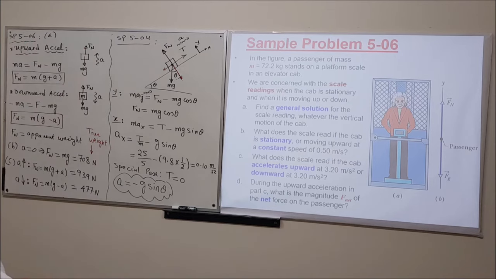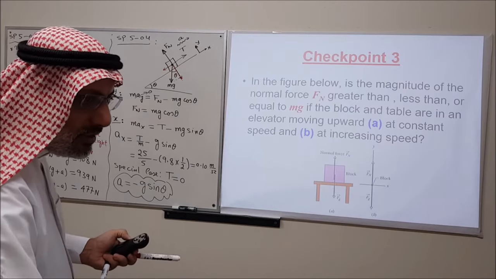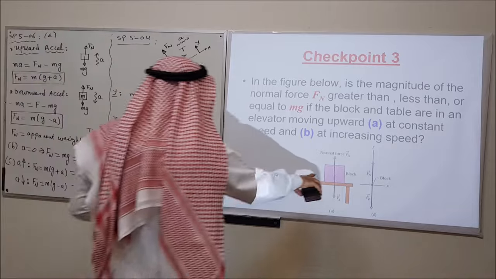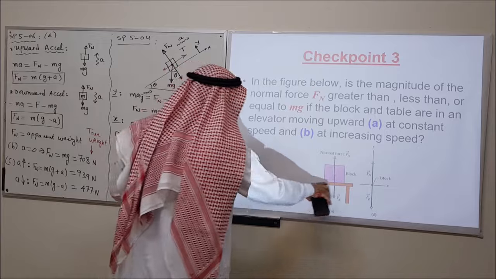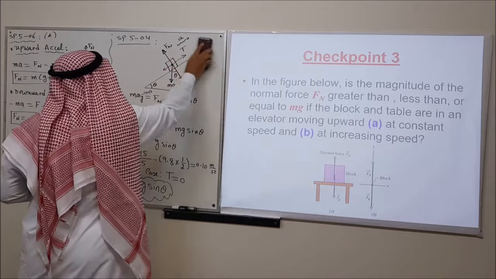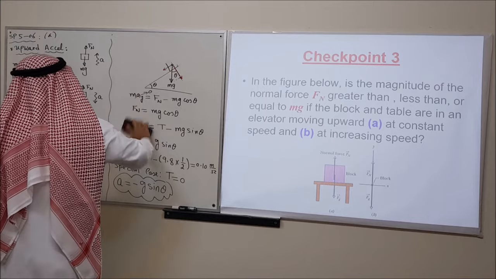As continuation of this problem, let's look at some checkpoints attached to it. The first one is this one, checkpoint 3, which is the same situation. But instead of the person, we have a block. And instead of the scale, we have the table. But otherwise, it is the same situation. We are dealing with a normal force in here.